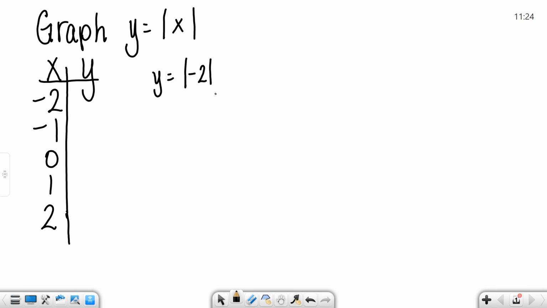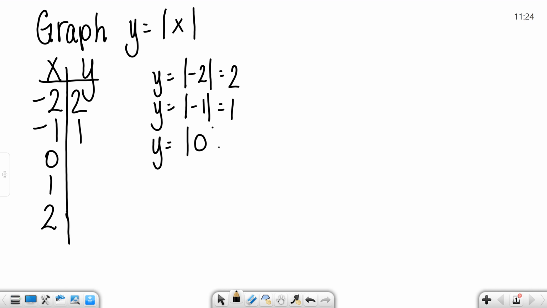So y is the absolute value of negative 2, which would be positive 2. So that's going to work for all of these. Absolute value of negative 1 is positive 1. Absolute value of 0 is 0. The absolute value of 1 is 1. And the absolute value of 2 is 2.